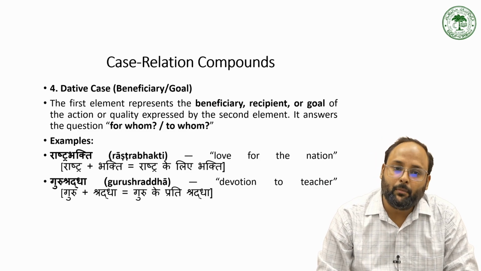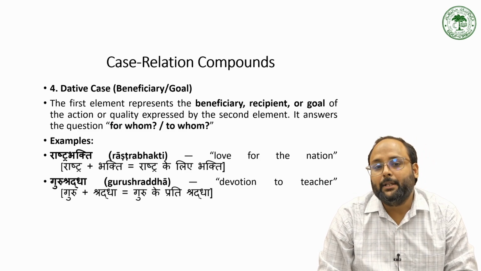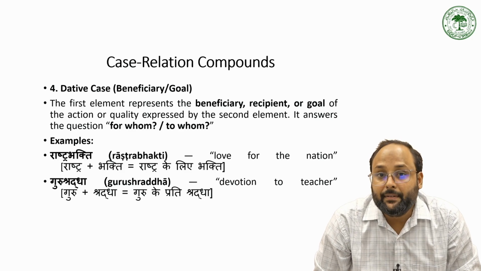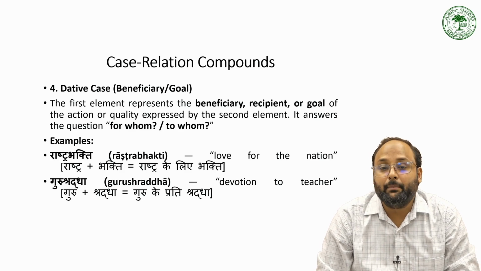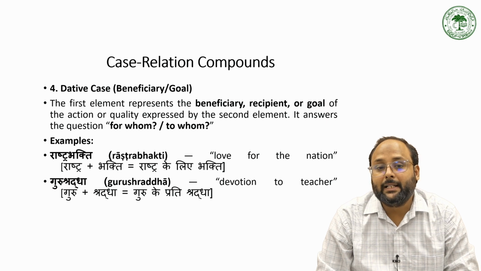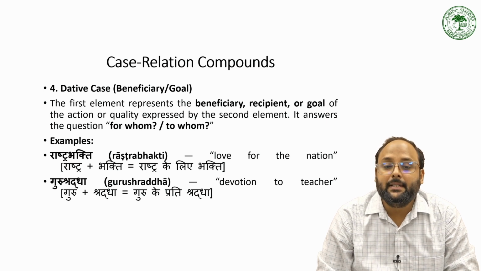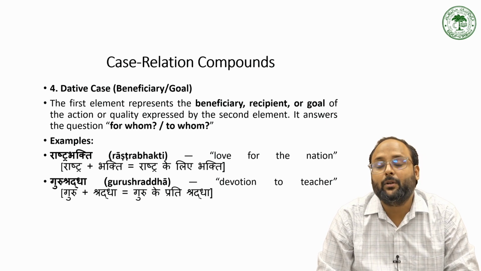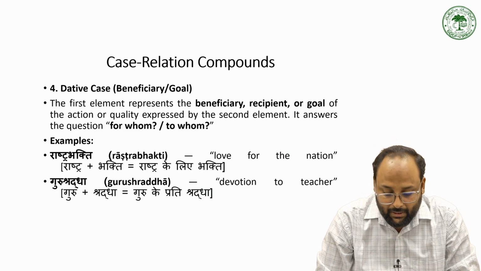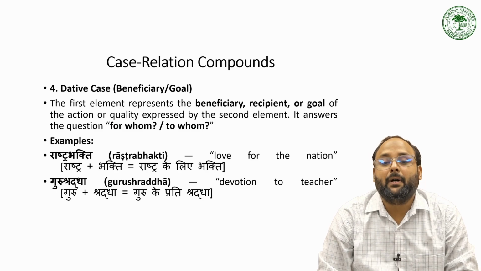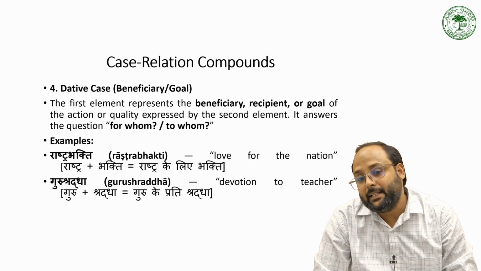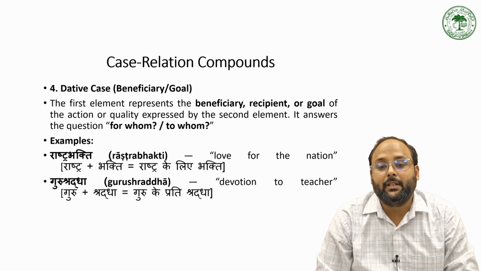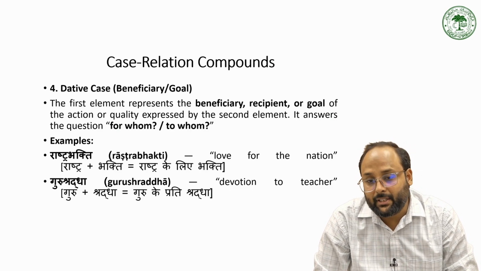A dative case compound means the first element, or the first lexical item, represents the meaning of beneficiary, recipient, or goal, and the action or the quality is expressed by the second element. So it answers the question of to whom or for whom. Like the examples, राष्ट्र भक्ति, तो राष्ट्र के लिए भक्ति. गुरु श्रद्धा, गुरु के प्रति श्रद्धा.